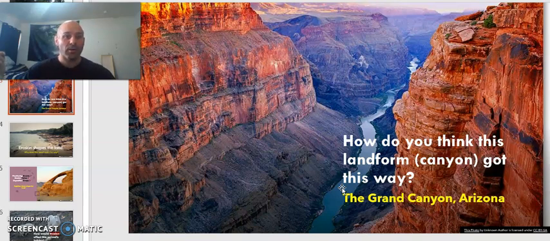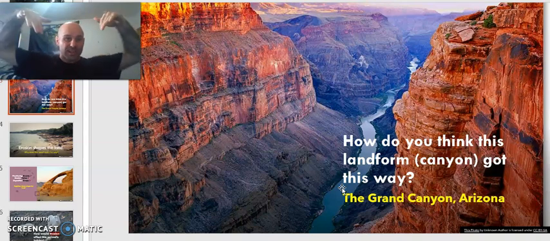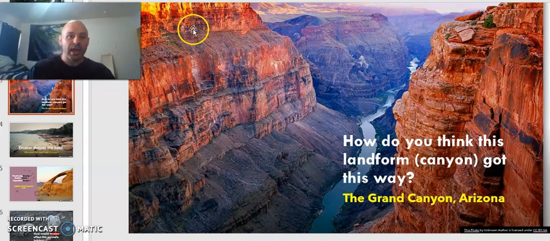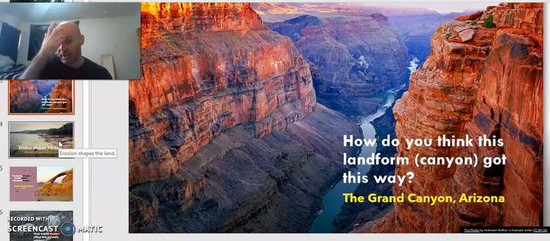Also, water falling from the sky as rain and wind further caused the steep canyon to have these steep canyon walls. So erosion is really the reason why different landforms get shaped the way they look over time. Let's look at another picture together.